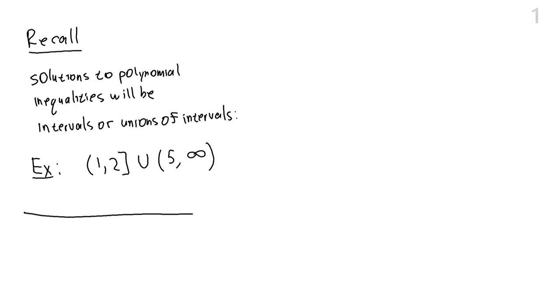If we wanted to graph it, it would look like this. We would include not 1, but we would include 2, and then we would include everything to the right of 5. So this is a union of intervals, and that's what our solutions are going to look like.